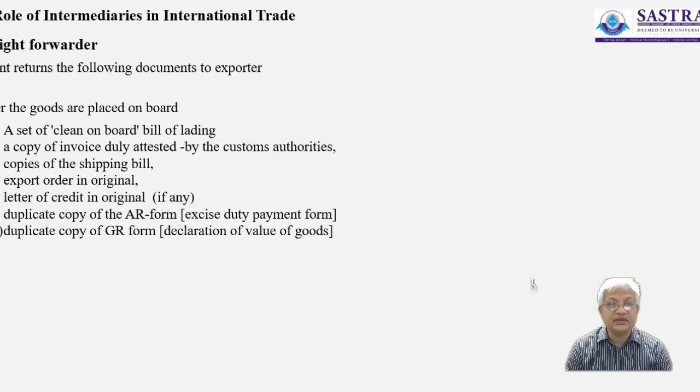The bill of lading is handed over to the freight forwarder. Then a copy of an invoice attested by the customs. That means the customs have given the seal of approval for the goods. Copies of the shipping bill, export order, that is the sales order in original, the letter of credit in original, if any. Well, we have not discussed the terms of payment.